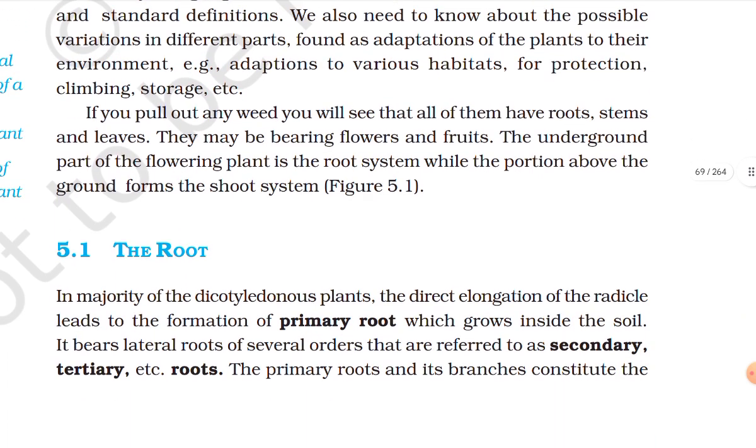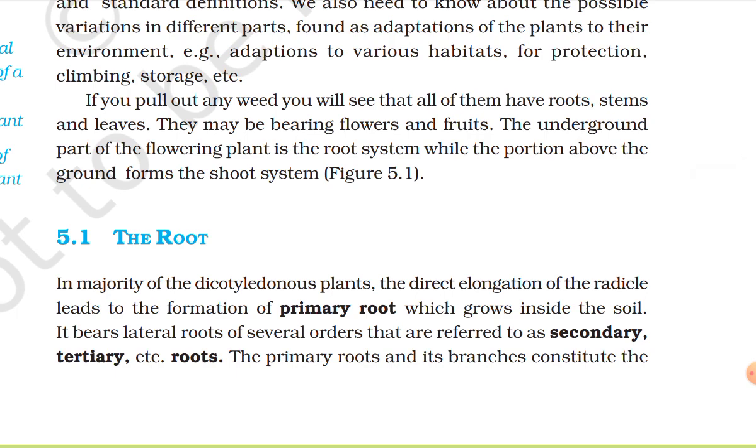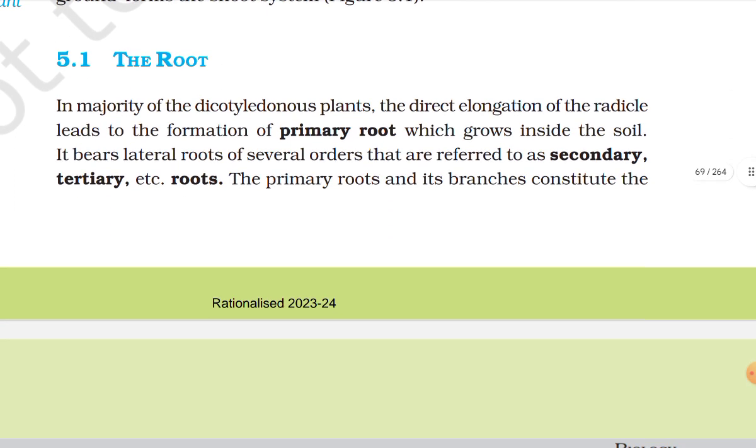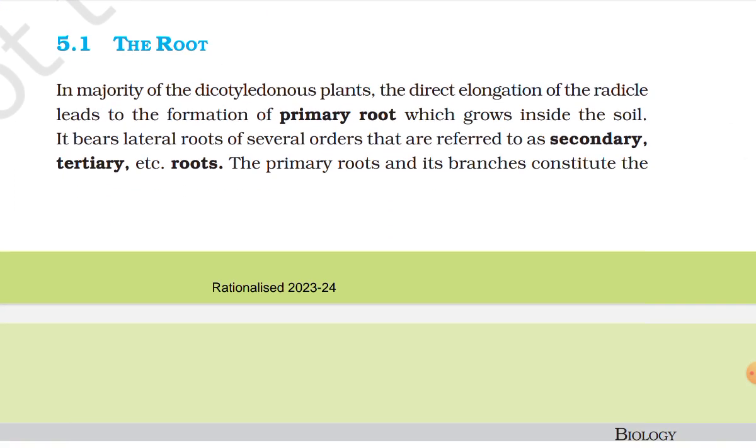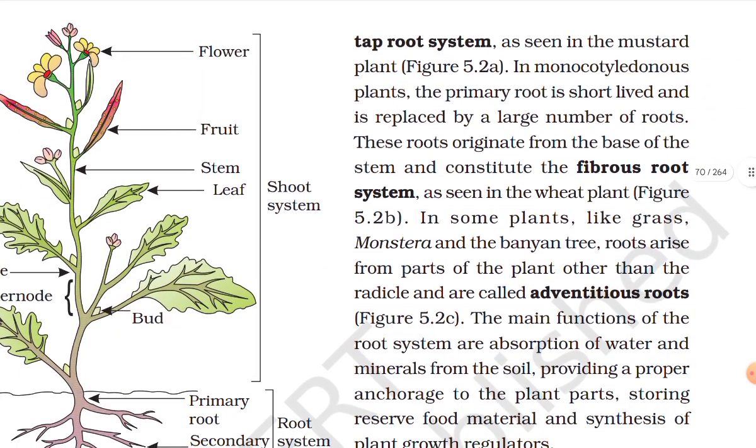If you pull out any weed, you will see that all of them have roots, stem, and leaves. They may be bearing flowers and fruits. The underground part of the flowering plant is the root system, while the portion above the ground forms the shoot system. The root. In the majority of dicotyledonous plants, the direct elongation of the radicle leads to the formation of the primary root, which grows inside the soil. It bears lateral roots of several orders that are referred to as secondary, tertiary, etc. roots. The primary root and its branches constitute the taproot system as seen in the mustard plant.